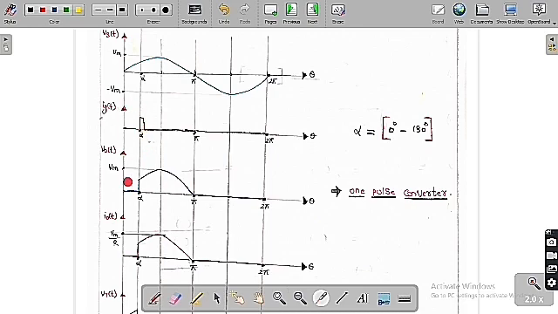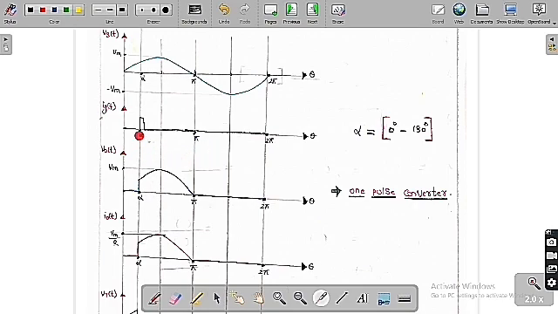So from 0 to alpha, the thyristor is in the forward blocking mode. In the forward blocking mode, what is going to happen? It acts like an open circuit. Therefore, the output voltage is equal to 0. If the output voltage is 0, then definitely the output current is also 0 because it is acting like an open circuit. Whereas from alpha to pi, what is going to happen?